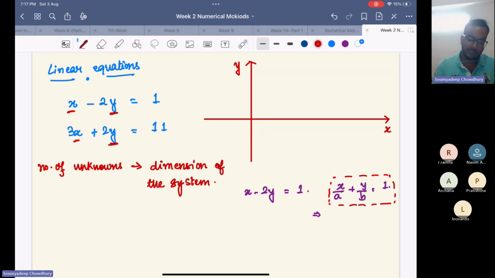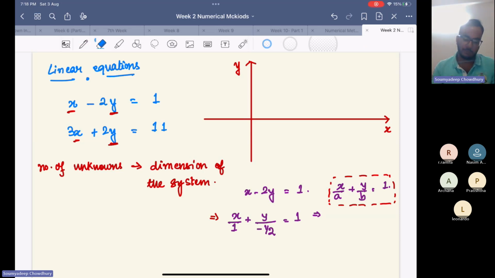So this equation, we have x minus 2y equals 1. If we represent it in this form, what will we get? It is x by 1 plus y by (minus 1 by 2) equals 1. I have just rearranged the equation and written it in the form of x by a plus y by b equals 1. This actually represents that the x-intercept is 1 and the y-intercept is minus half. So how will the line look? The x-intercept is 1, so we have 1 here and minus half here. This line will pass through these two points.